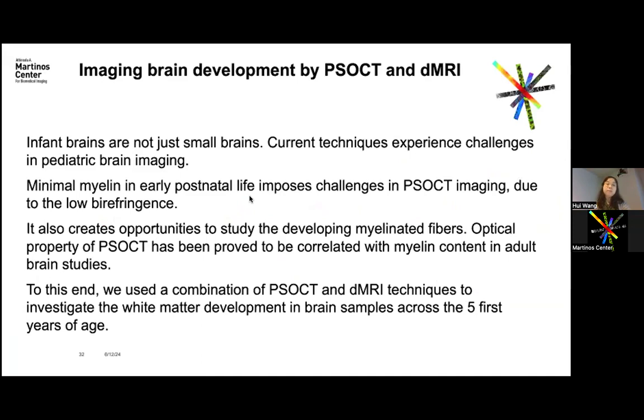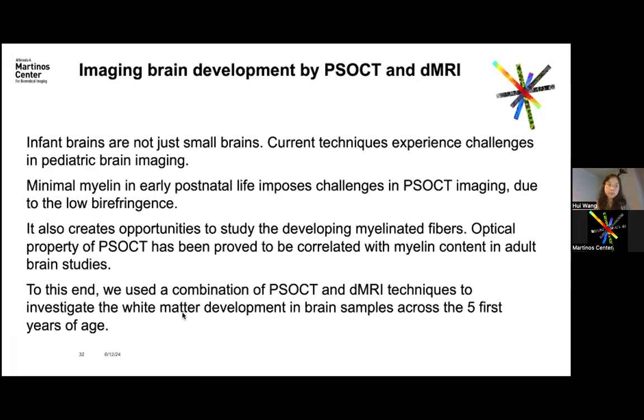Similarly, unmyelinated brains in early life also impose challenges for PSOCT, because low myelination causes low birefringence, and PSOCT relies on birefringence to see the fibers and fiber orientations. But on the other hand, it also creates an opportunity for us to study the development of myelin in the brain, because we showed before that the optical property is correlated with myelin content. Those studies were in adult brains, studying different brain regions with different levels of myelination.